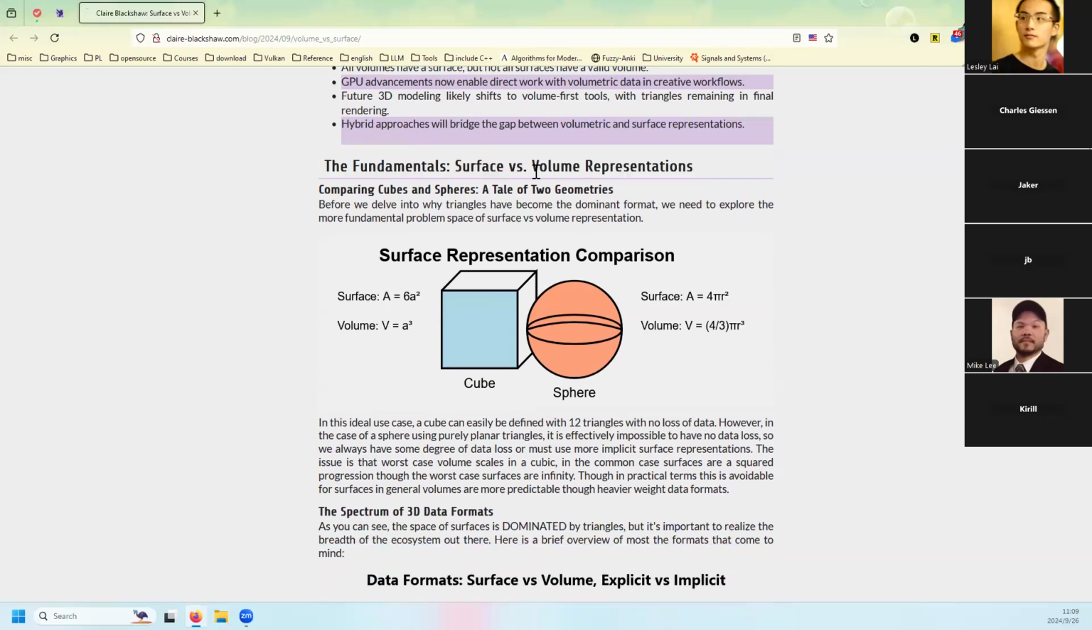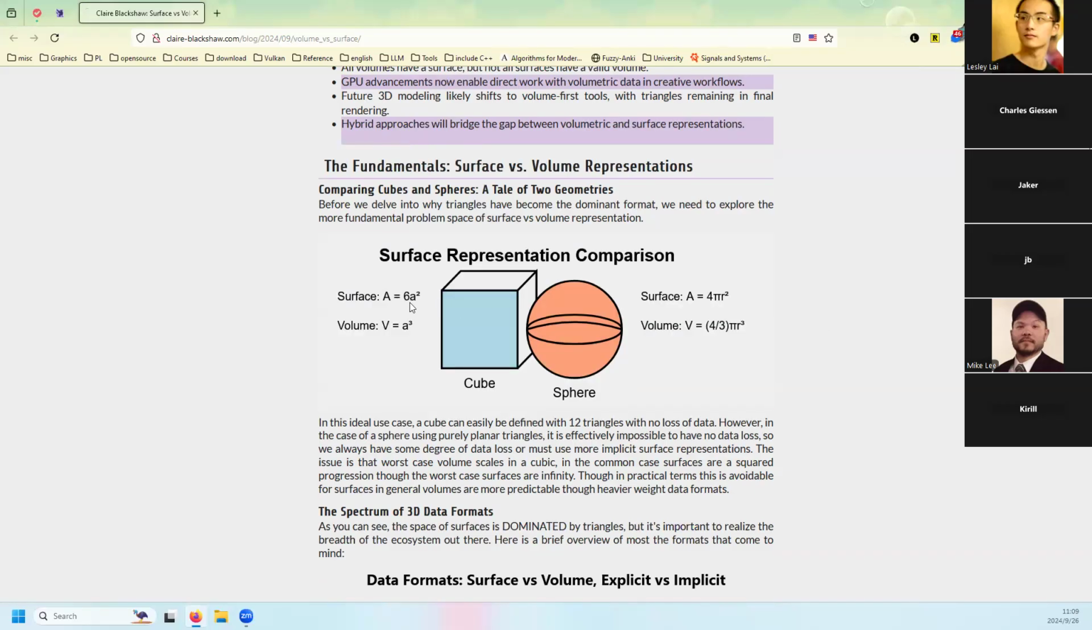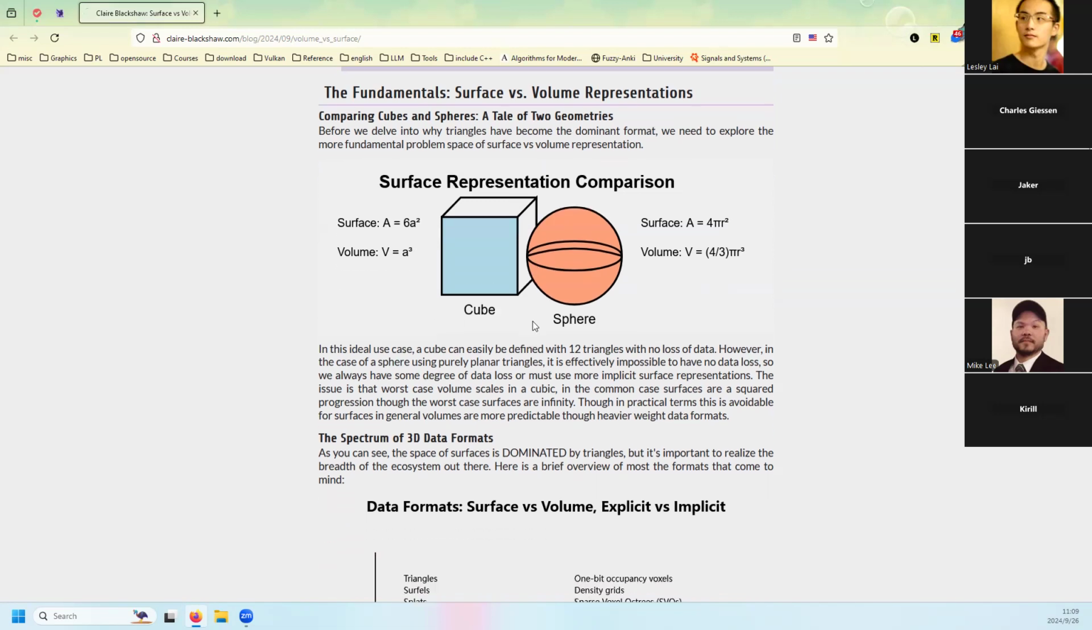Fundamental surface versus volume representations. So just cubes and spheres with surface areas and volumes. And yeah, a cube can easily be defined with 12 triangles. For a sphere, it's impossible to define as triangles without some kind of data loss.